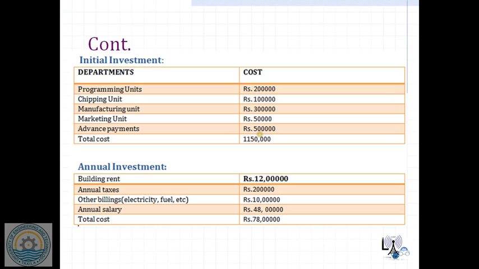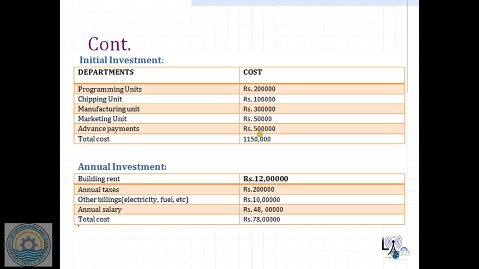After that, we will discuss the initial investment. The departments of our initial investment are programming units, shipping units, manufacturing unit, marketing unit, and the advance payments worth rupees 5 lakhs. It will make a total of 11 lakhs 50,000.